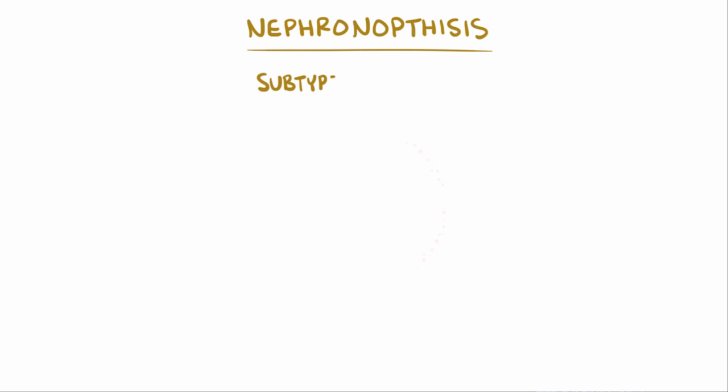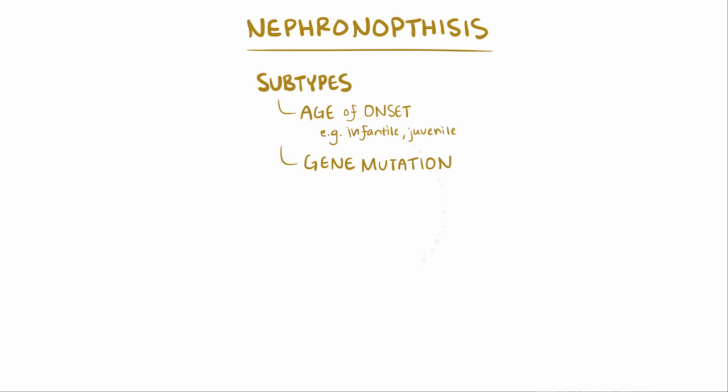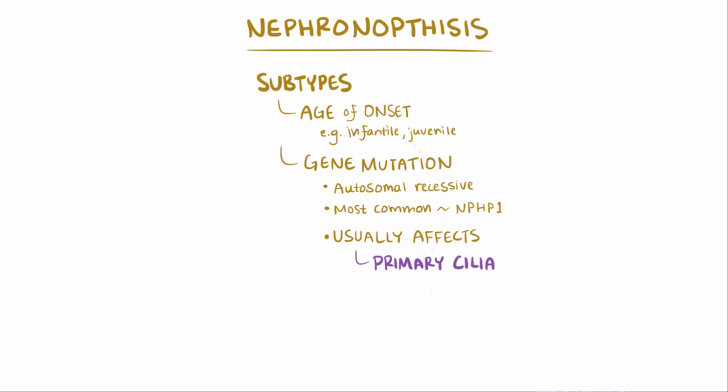Nephronophthisis is broken into subtypes by the age of onset, like for example infantile versus juvenile, or by the gene that's mutated, of which there are over a dozen possible mutated genes, all of which are inherited in an autosomal recessive fashion, though the most common is NPHP1, which codes for nephrocystin 1 protein. Most nephronophthisis genes encode for and therefore affect proteins in primary cilia or a related organelle, the centriole.